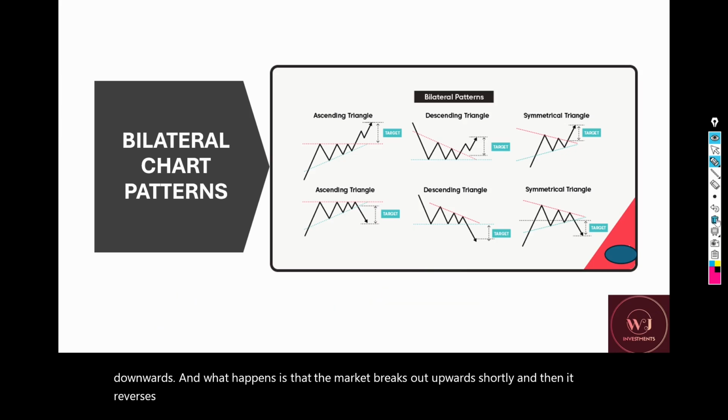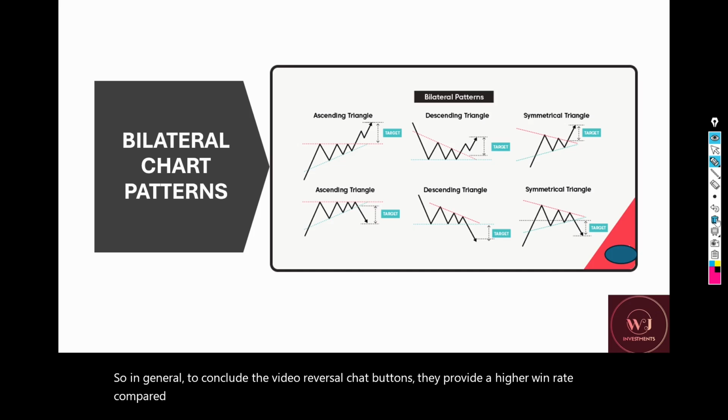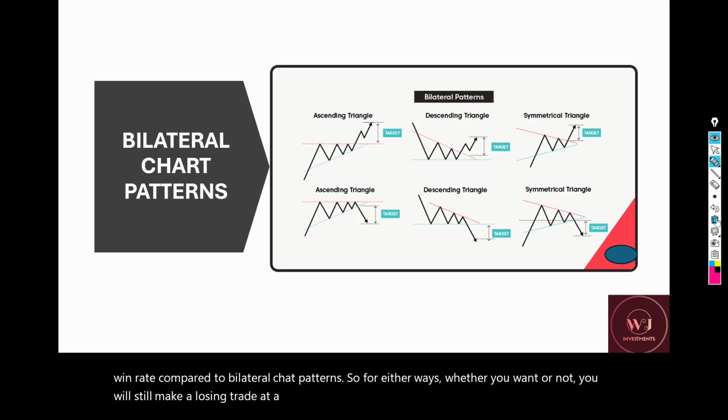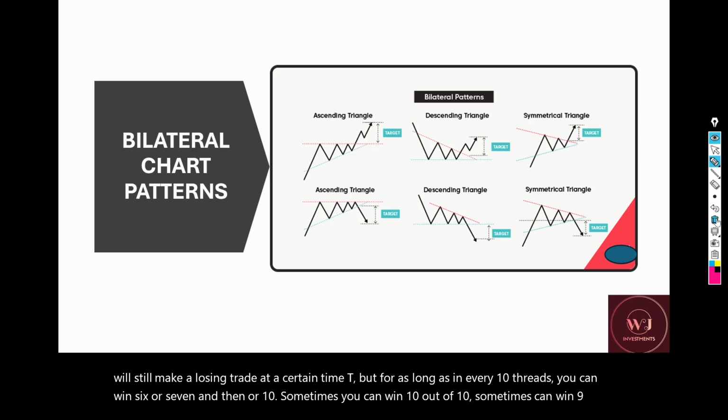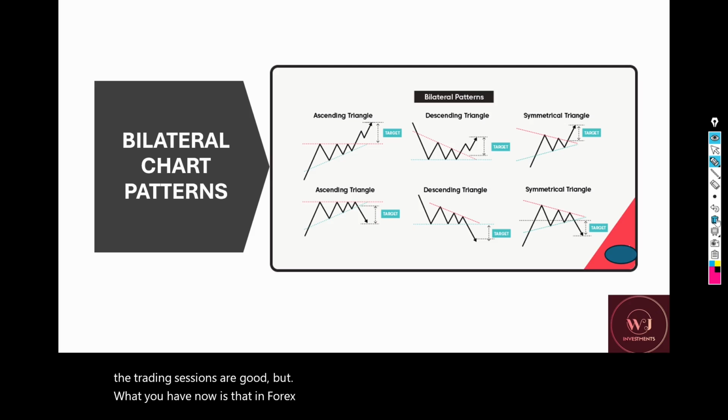So in general, to conclude the video, reversal chart patterns provide a higher win rate compared to continuation chart patterns. And then continuation chart patterns also provide a higher win rate compared to bilateral chart patterns. So either way, whether you want or not, you will still make a losing trade at a certain time, but for as long as in every 10 trades you can win 6 or 7, and sometimes you can win 10 out of 10, sometimes 9 when the trading sessions are good. But what you have to know is that in forex trading, losses are not avoidable.